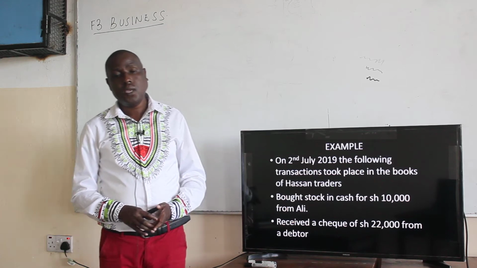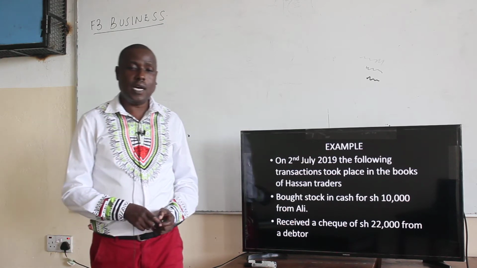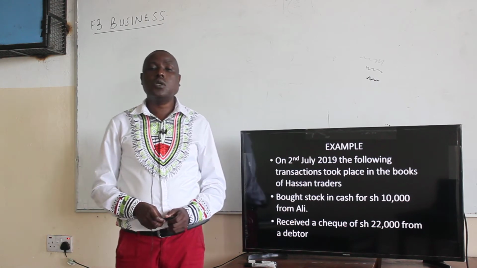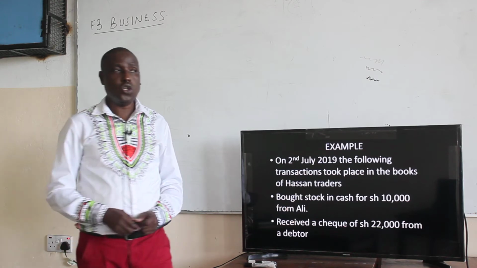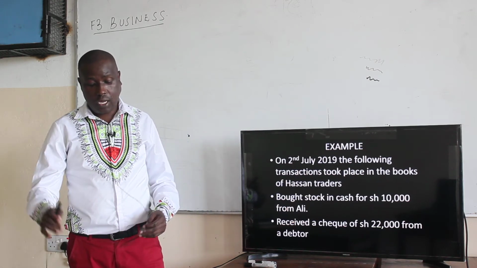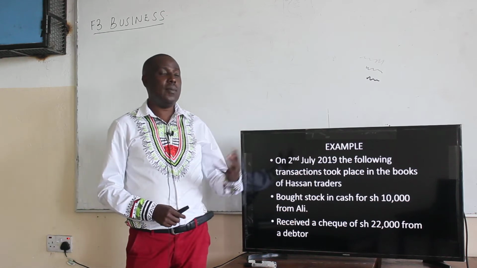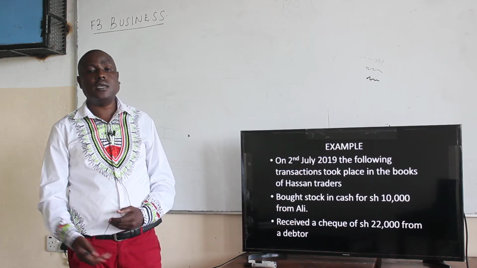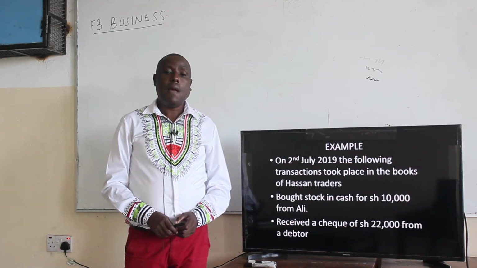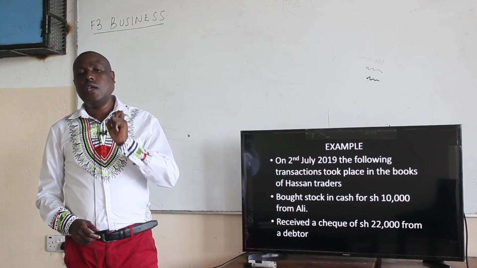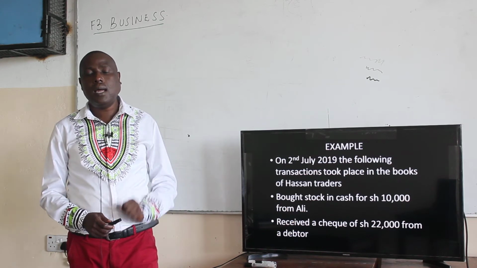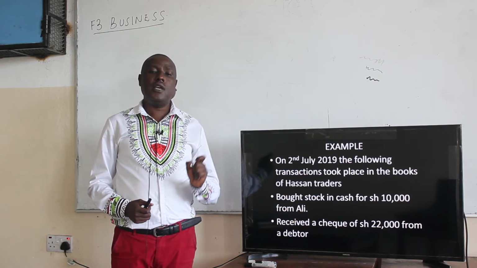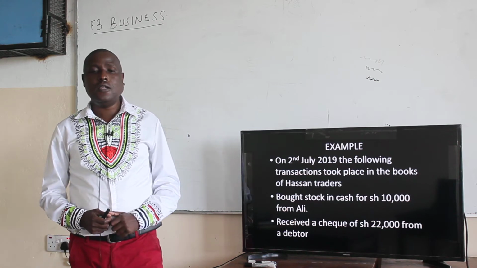So, we are saying on the 2nd of July 2019, the following transactions took place in the books of Hassan Traders. On the 2nd of July last year, 2018, there are some business transactions that took place in the business of Hassan Traders. Number one, bought stock in cash for 10,000 shillings from Ali. That is one transaction that took place.